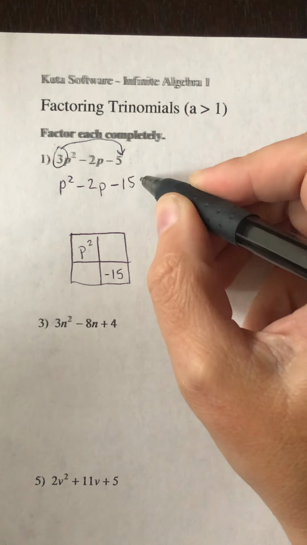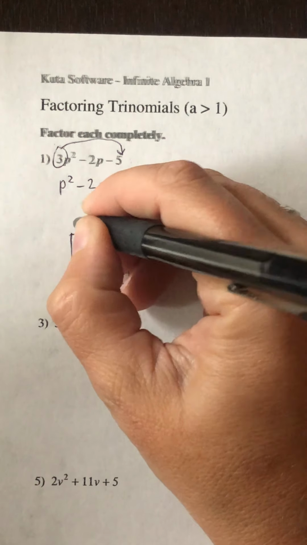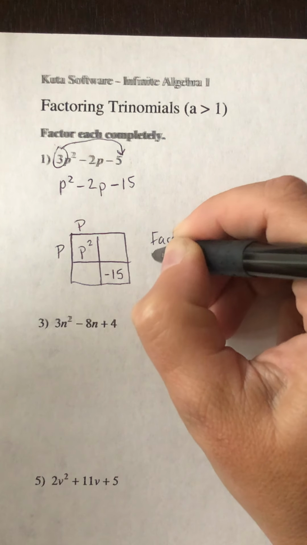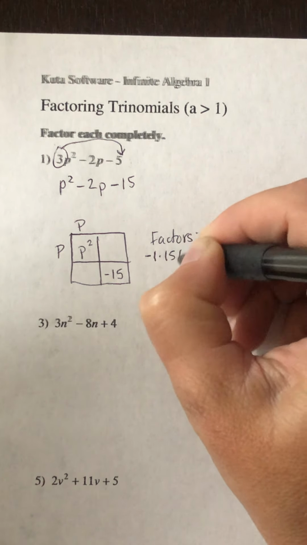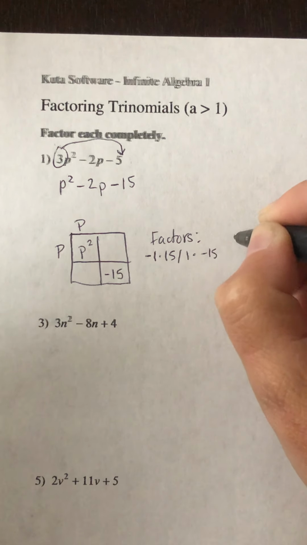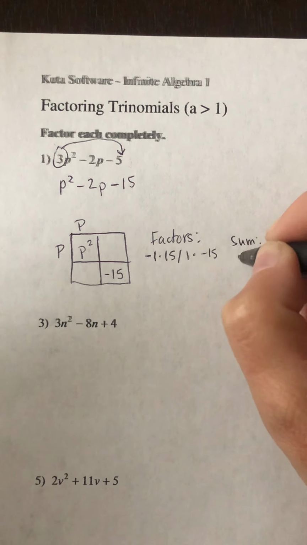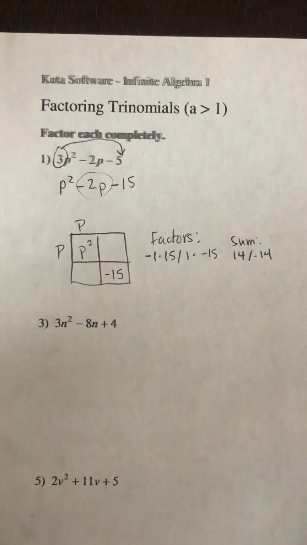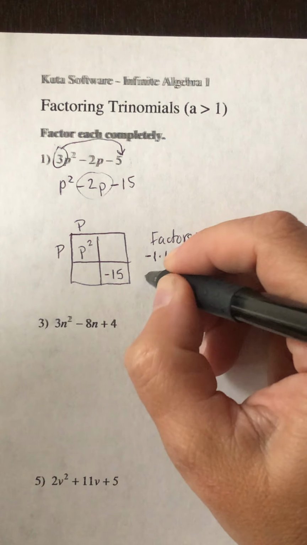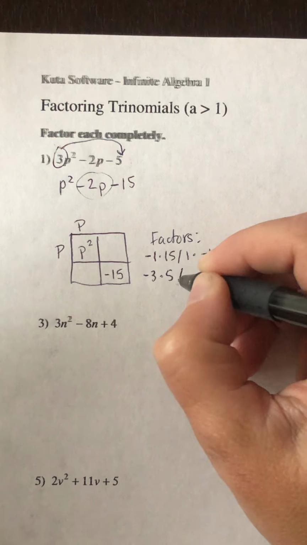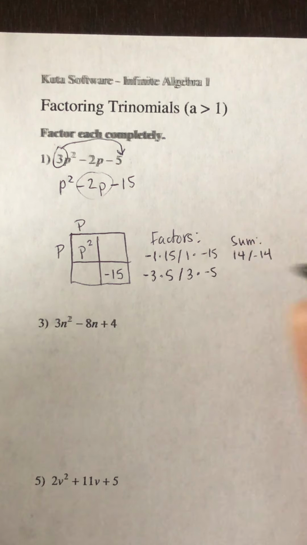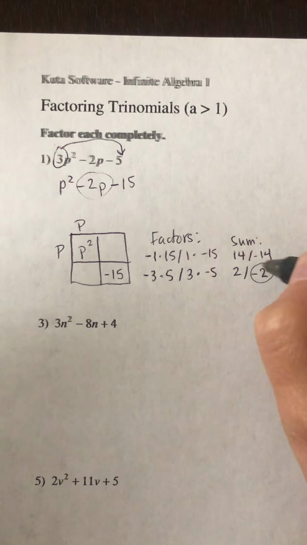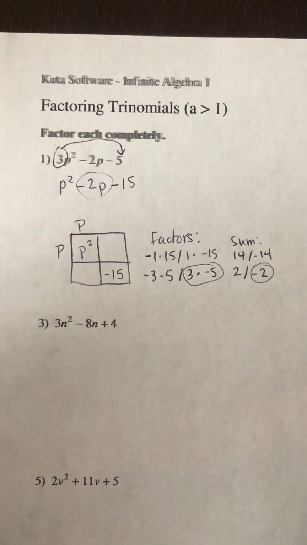If we have a negative number here, that tells us one's negative, one's positive in our answer. So our factors of 15, that's going to be, we could have negative 1 times positive 15 or 1 times negative 15. And our sums here would give us 14 or negative 14. Okay, we're looking for negative 2. Second factor that we have is negative 3 times 5 or 3 times negative 5, which gives us the sum of 2 or negative 2. And we do want negative 2, so we're going to use the factors 3 and negative 5.